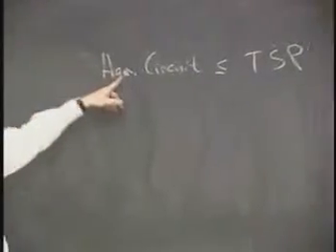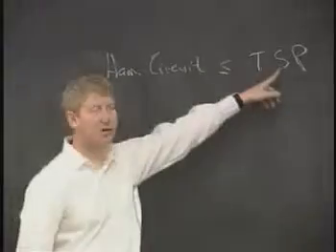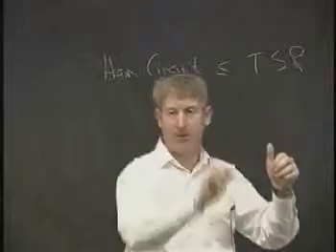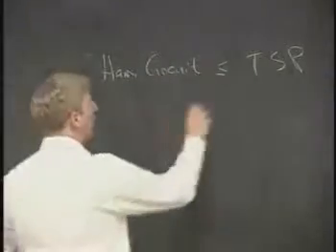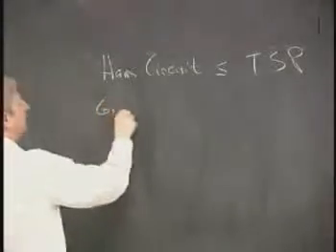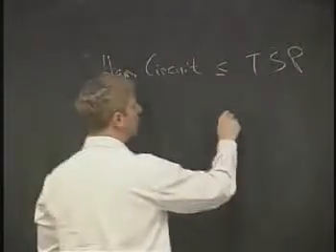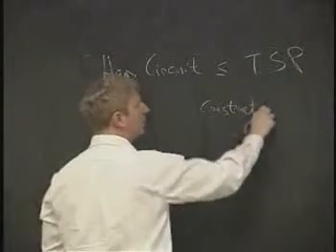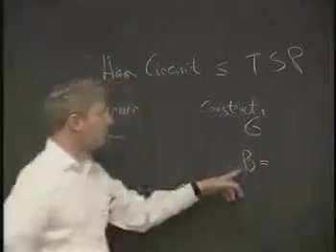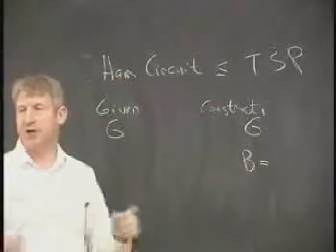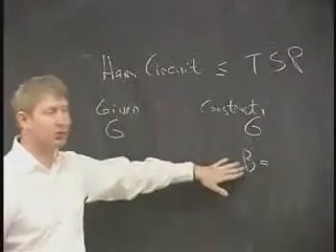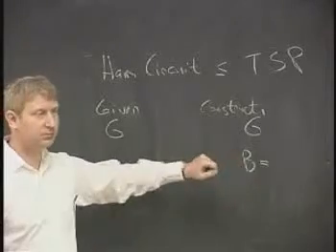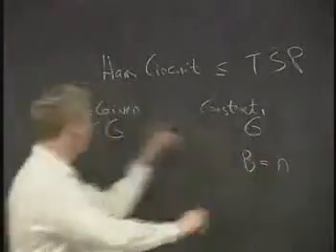Here's the reduction. You're given a graph. How do you turn it into a traveling salesman problem? Traveling salesman problem needs a graph and a bound to try to get better than that bound. So here's what we'll do. Given G, we have to construct the graph for this, which we'll call G prime, and we have to construct B, which is the integer that we're going to try to beat the traveling salesman problem tour by. So the size we're going to beat it by is going to be how much? N, the number of nodes.